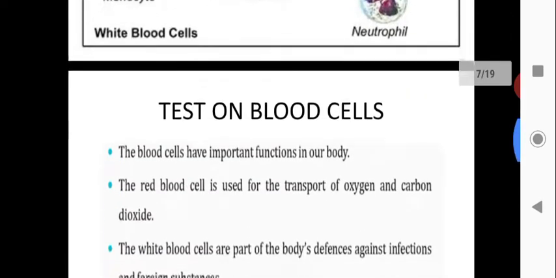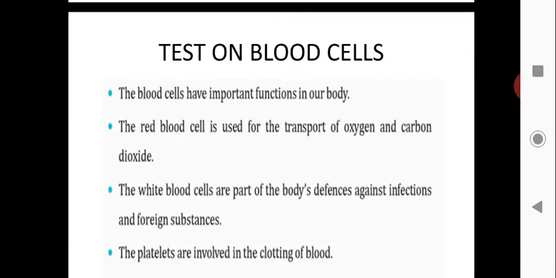So you can see the tests on blood cells. Blood cells have important functions in our body. Red blood cells are used to transport oxygen and carbon dioxide. Okay, the white blood cells are part of the body's defense against infections and foreign substances.